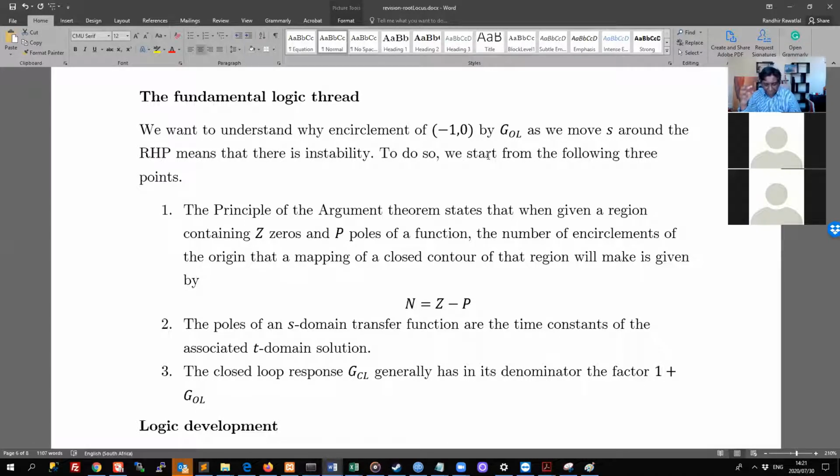I don't mind saying I am going to test on this, right? This is going to be a question in one of your assessments: tell me why it's true that if we encircle -1, 0, there is instability, right? Because this is what the whole course comes to, right? Figuring out how important this -1, 0 point is, and how even closeness to that point tells us something about how safe that process is going to be. That's kind of one of the capstone concepts of this course.